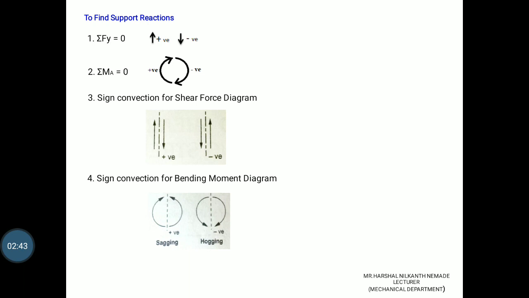To find support reactions, first one is summation of Fy is equal to 0. Upward force is positive and downward force is negative. Summation of moment about A is equal to 0. Clockwise is positive and anti-clockwise is negative. Anti-clockwise other name is counterclockwise.